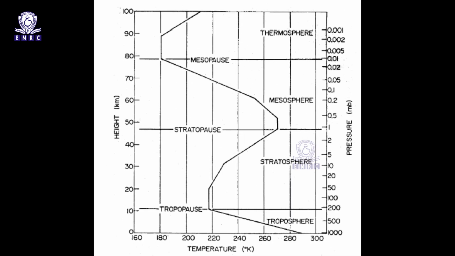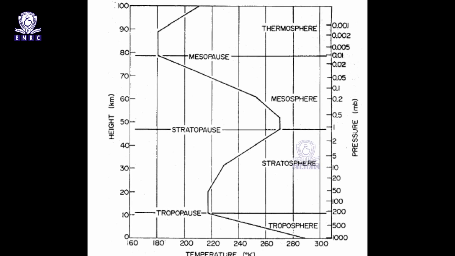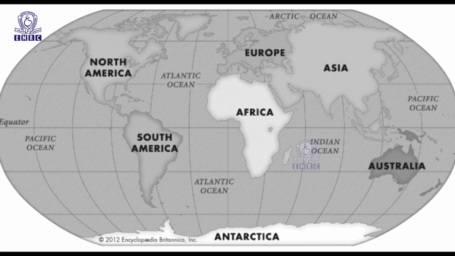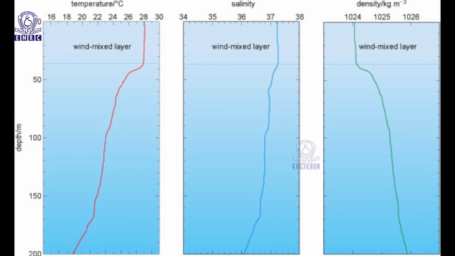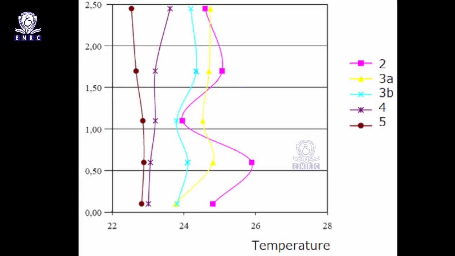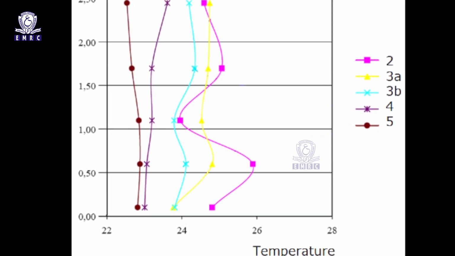It may also be noted that the temperature variation with altitude is many times greater than the latitudinal variation. Continents and oceans not only influence the horizontal distribution of temperature, but they also affect its vertical distribution. In summer, the vertical temperature gradient is steeper over the continents, while in winter it is steeper over the oceans.